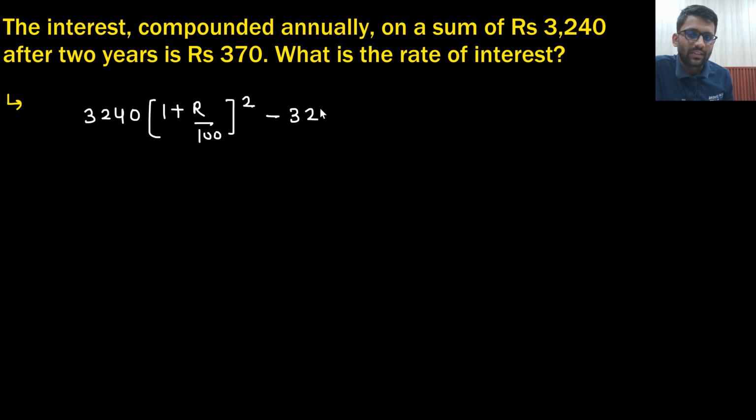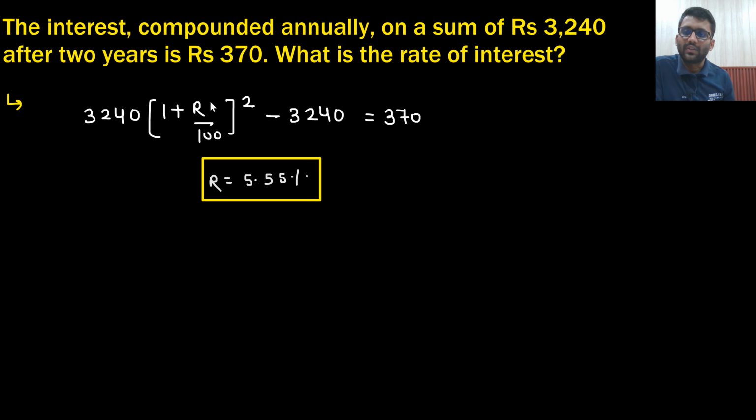So what is the interest? Minus 3,240, and that is equal to 370. That's it. This is the total amount that you will pay minus the principal amount, which is equal to the total interest. So 3,240 plus 370, divided by 3,240, under root, minus 1, into 100, 5.55%. So the interest rate is coming to 5.55%.